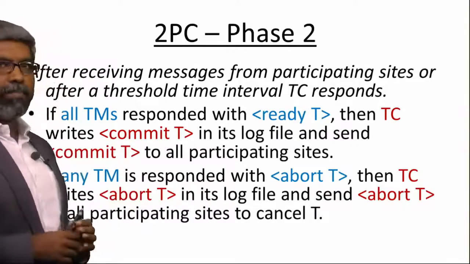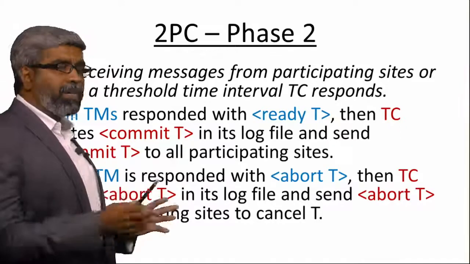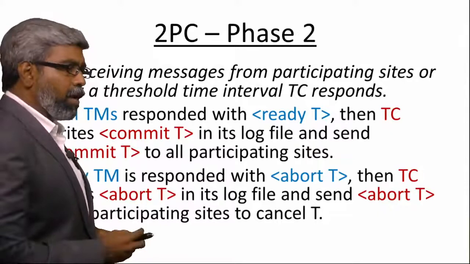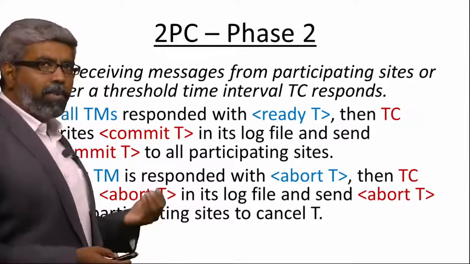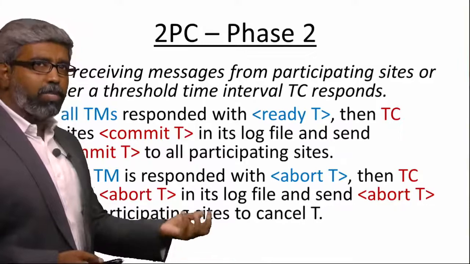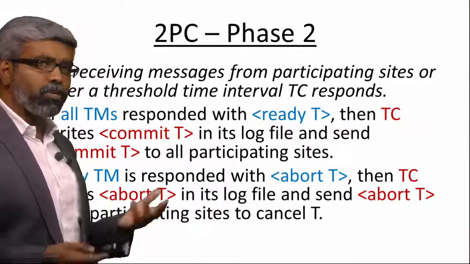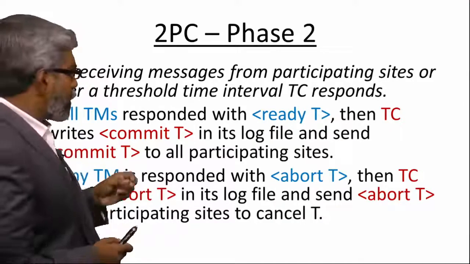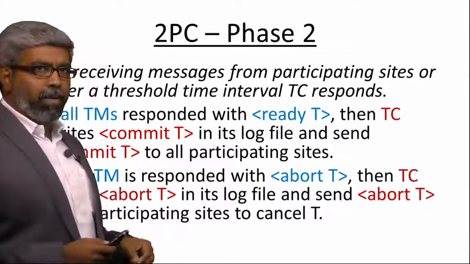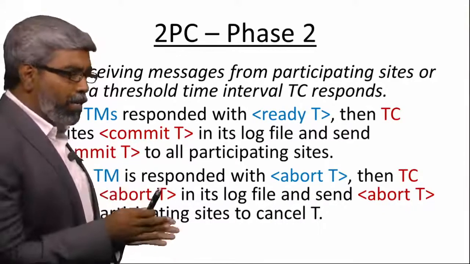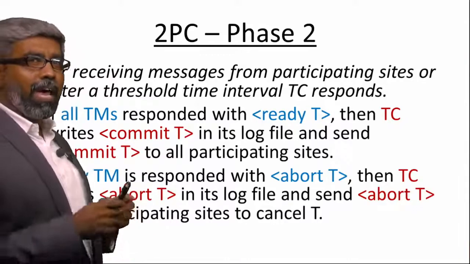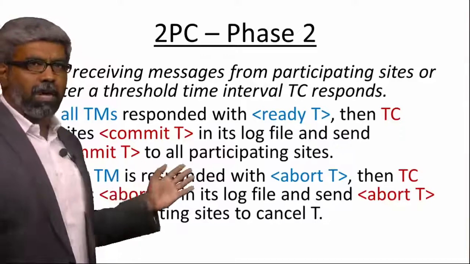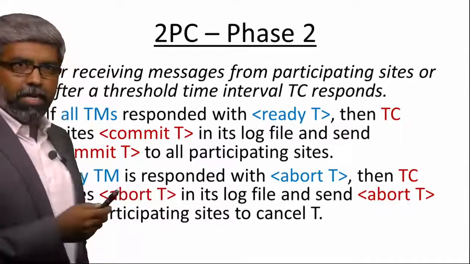Another possibility is that if any TM responds with an abort T message, the response from one or a few of the transaction managers is abort T, then it is well understood that that particular transaction manager is not able to finish the transaction properly due to some reasons. Then the transaction coordinator writes an abort T message in its log file, and sends abort T to all participating sites to cancel the transaction T. So this is what the second phase is about. The second phase decides the fate of the transaction T.